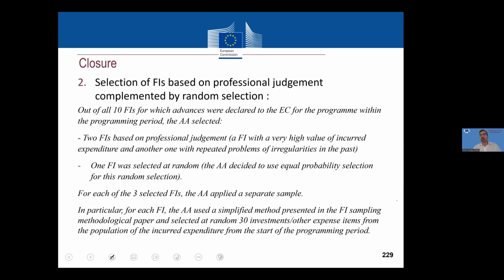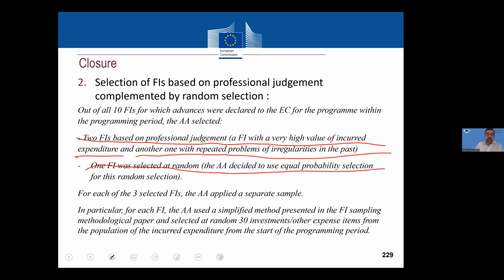Second example, very similar. You decide that you want to select some FIs based on professional judgment and some FIs based on random selection. Imagine the same population of 10 financial instruments. An audit authority may decide the following. There are 2 financial instruments that you really want to audit based on professional judgment, because the reasons may be different. For instance, one of them is because it has a very high incurred expenditure, so it's very prominent in terms of expenditure. And another one is because it has shown problems or irregularities in the past, and you consider that it has a specific risk. And then you're going to select another one randomly from the remaining list of financial instruments.